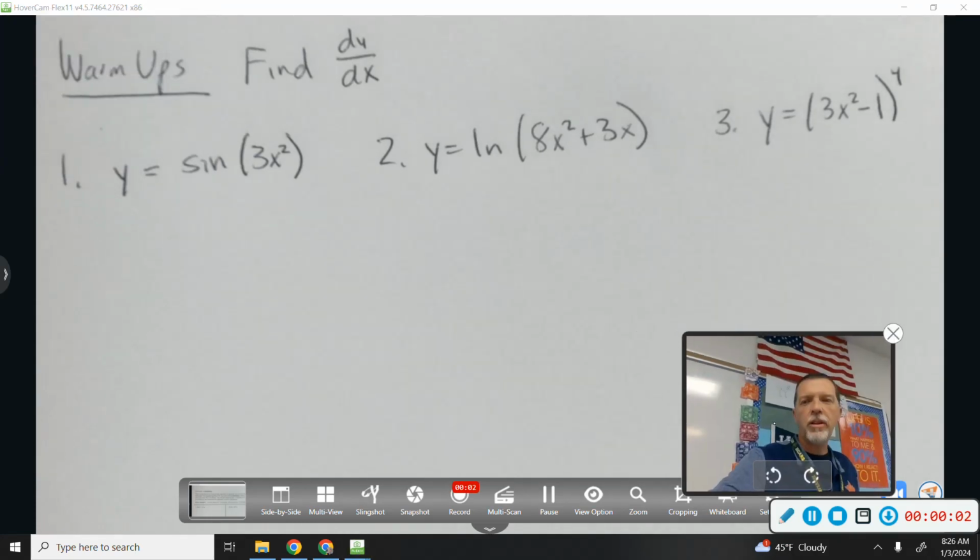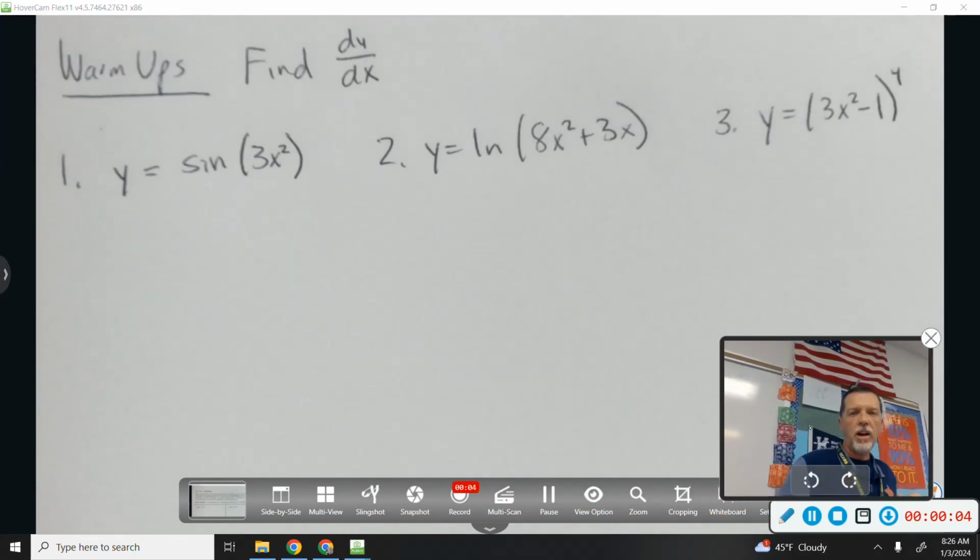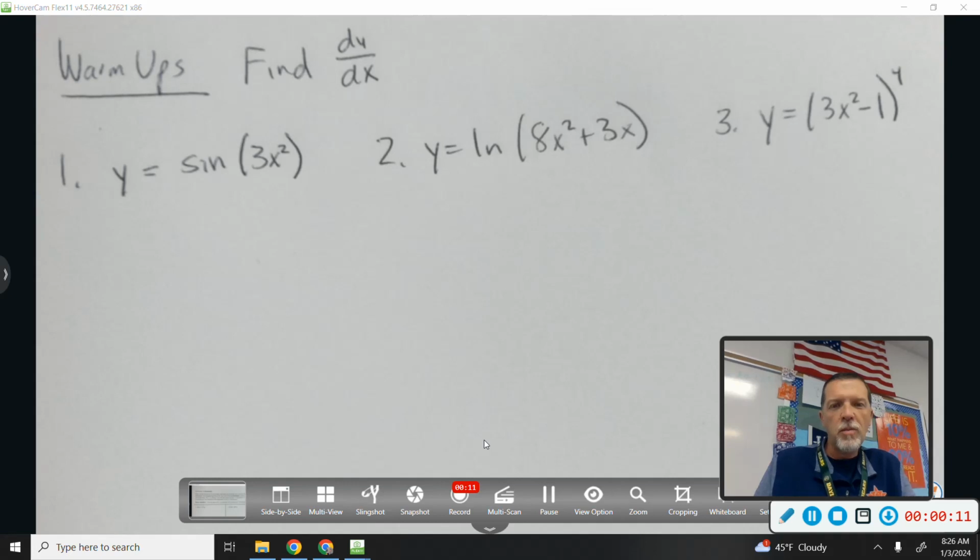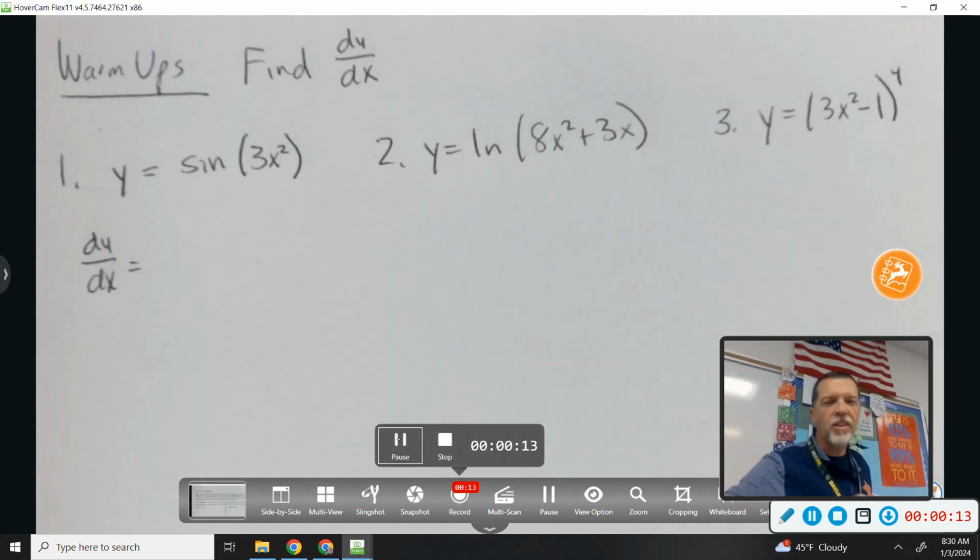So we'll start today with these 3 warm-up questions. Taking the derivative of each. Don't forget about the chain rule. I'll press pause and you give them a go. Over these.